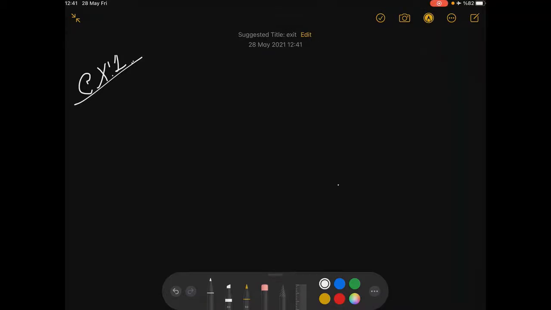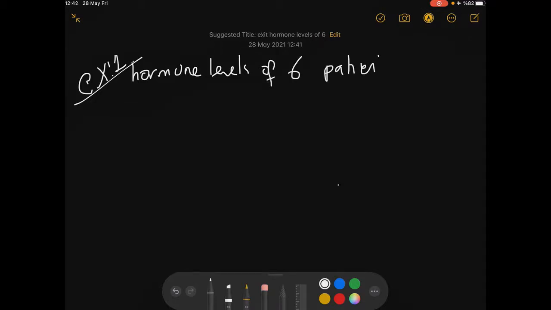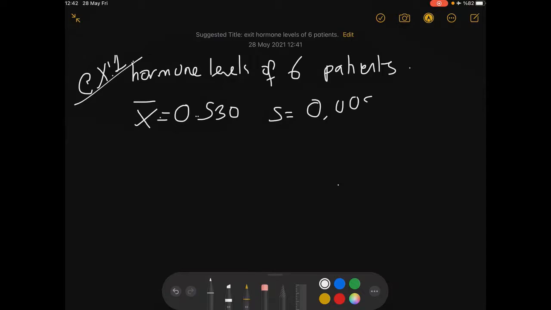The hormone levels of 6 patients are measured, which has an average arithmetic mean of this much, and the standard deviation of those numbers is this much. Oops, this 10 was extra here. Okay, that's your standard deviation.